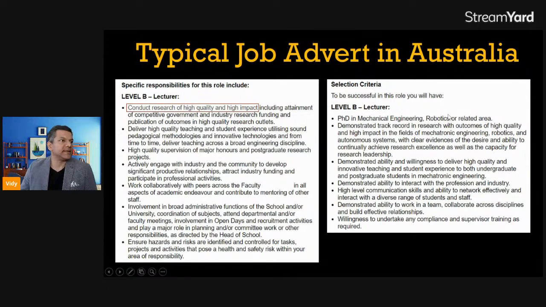So let's see, what does it say? It says PhD in mechanical engineering, robotics, or related area. So it could be your topic, your research area, doesn't have to be this.